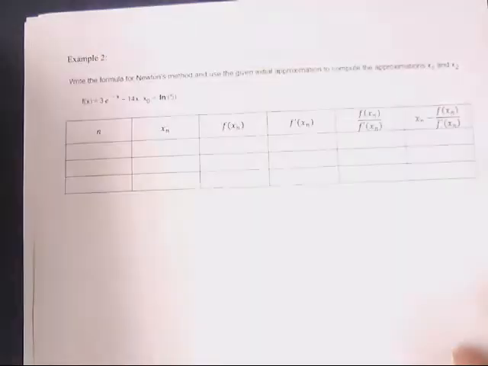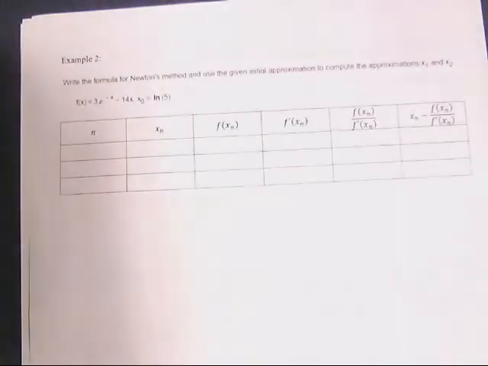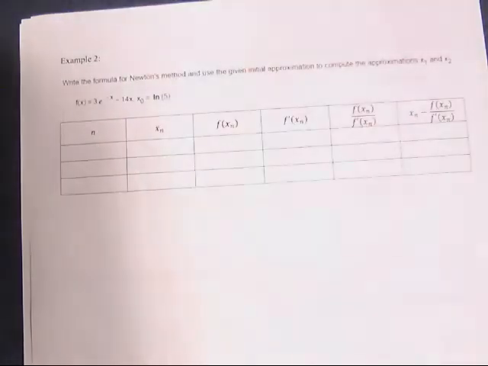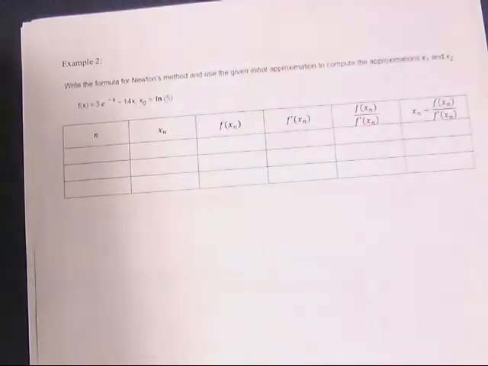Okay. All right, now let's look at this example, example number 2. Here we're going to write the formula for Newton's method and use the given initial approximation to compute the approximations x1 and x2. And in this case, we got 3e to the negative x minus 14x.